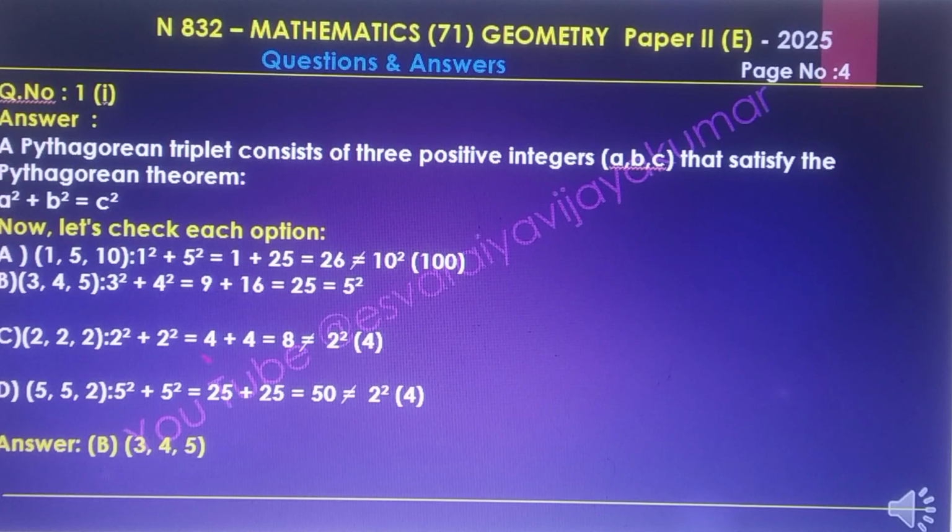In the same way the others are not equal. 2 square plus 2 square equals 4 plus 4 equals 8, not equal to the third square. D is 5 5 2, that is also not equal. So finally B is correct: 25 equal to 25, we are getting 5 square. So B is the right answer.